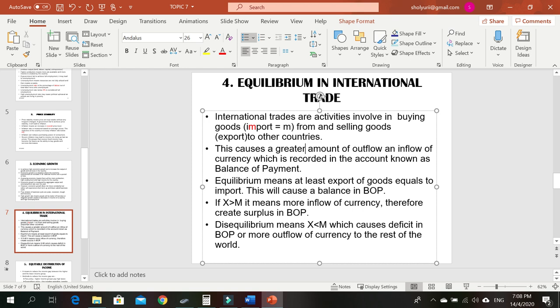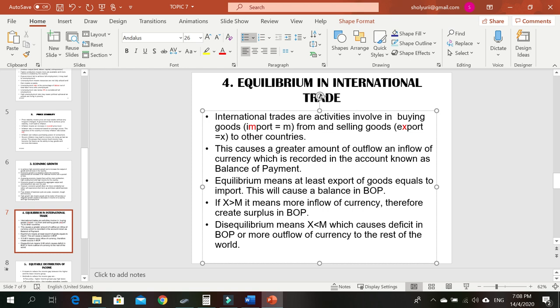Import bermaksud we are buying good from outside. For example, kita import engine daripada Jerman. Import, buy goods from outside and selling good to the other country. Selling, bila kita jual barang kita ke luar negara, itu kita panggil sebagai export dan simbol dia adalah X. Kenapa? Sebab dalam ejaan dia ada X. So afterwards, bila saya sebut M tu, mean that I'm implying import. Bila saya sebut X, I'm implying export.